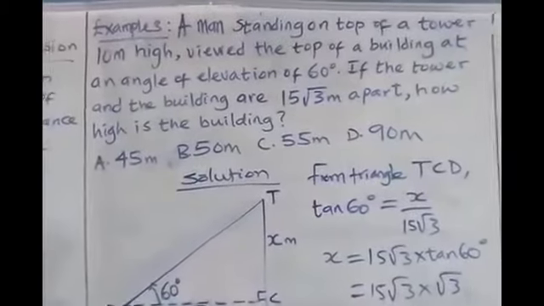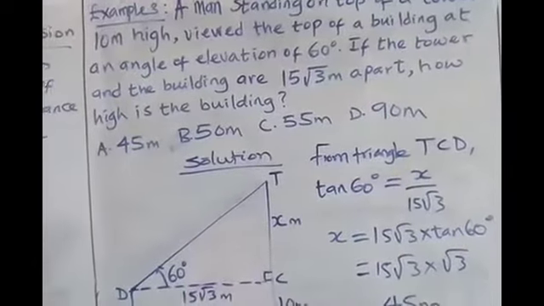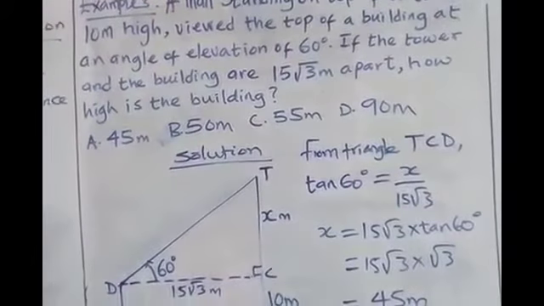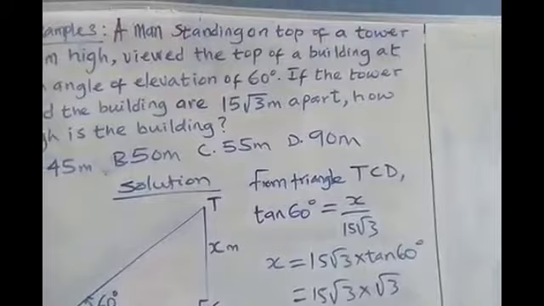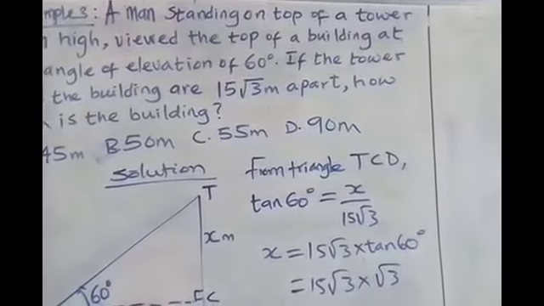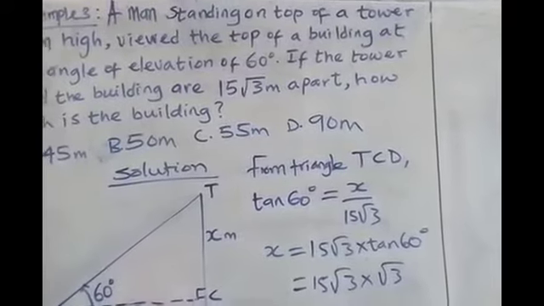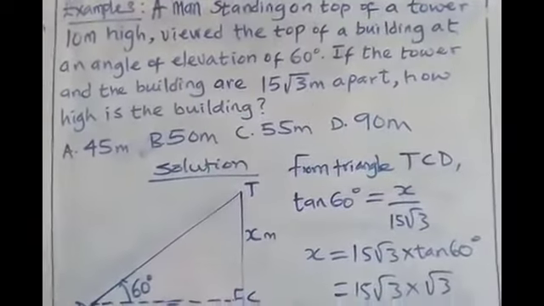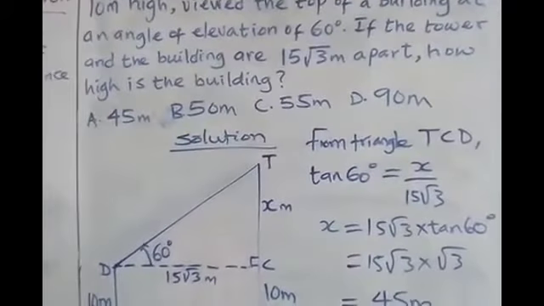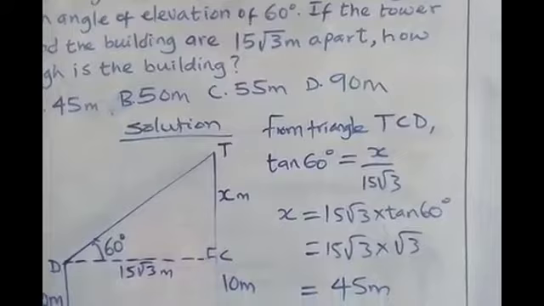Now, looking at example number 3. A man standing on top of a tower, 10 meters high, views the top of a building at an angle of elevation of 60 degrees. If the tower and the building are 15 meters apart, how high is the building? Invariably, we are asked to find the height of the building. We are given options: 45 meters, 50 meters, 55 meters, and 90 meters.